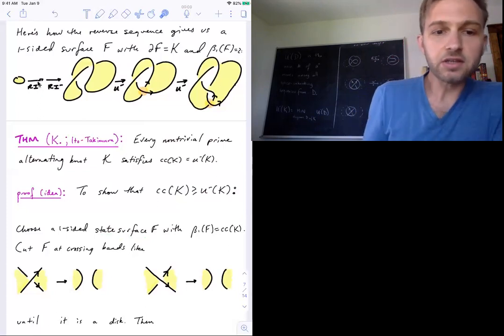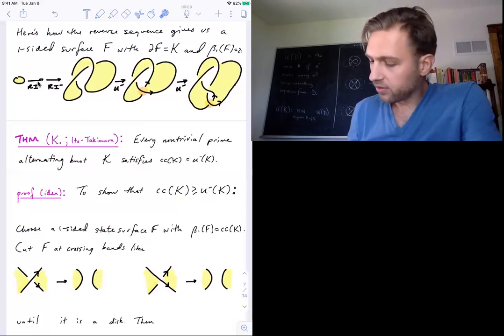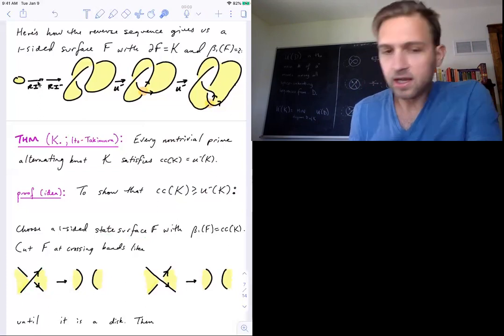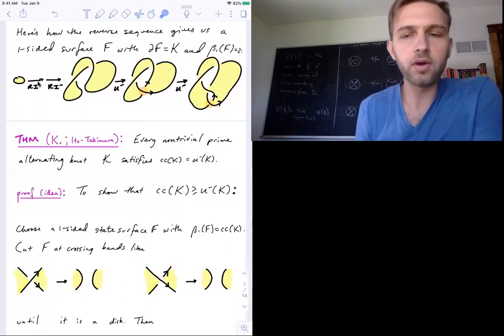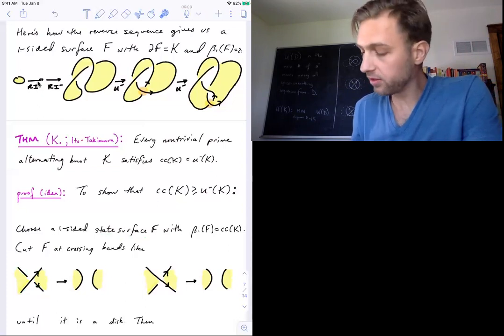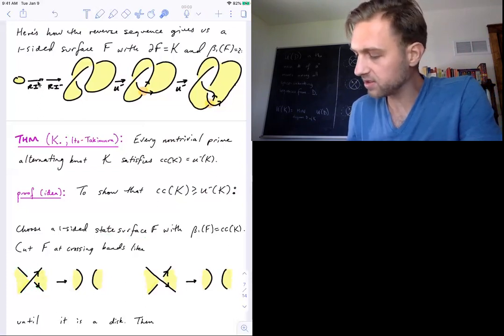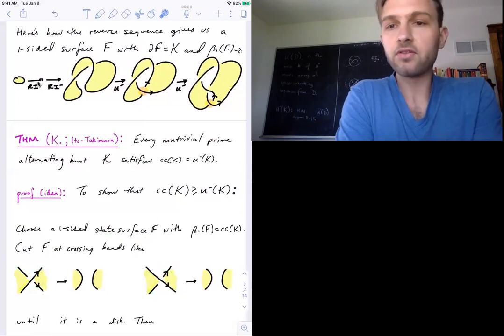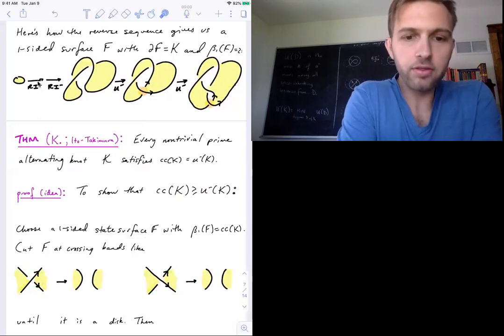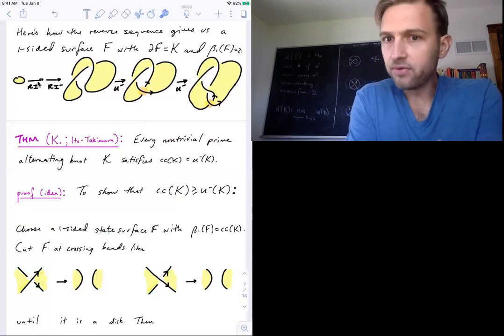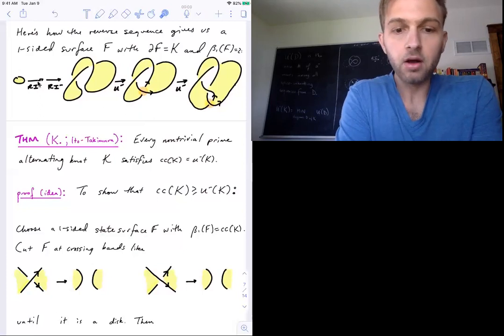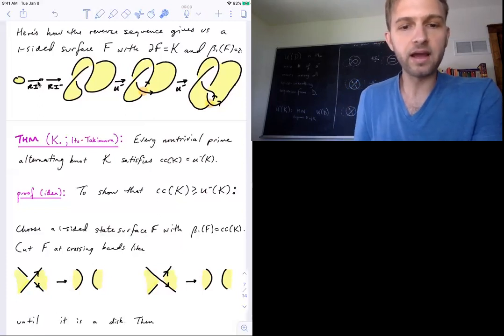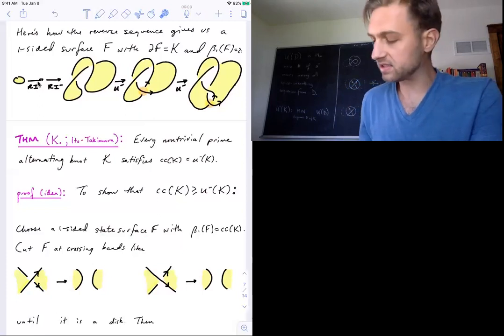Well, if it's a state surface and it's one-sided, there's got to be some crossing band where the orientation on the knot is not coherent with an orientation locally on the surface. In other words, there has to be a crossing band that looks like this or this. And therefore, we can cut the surface open along one of those crossing bands. And then, hopefully, and I'll talk about the hopefully in a minute, hopefully we can keep doing this all the way down until our surface is a disk.